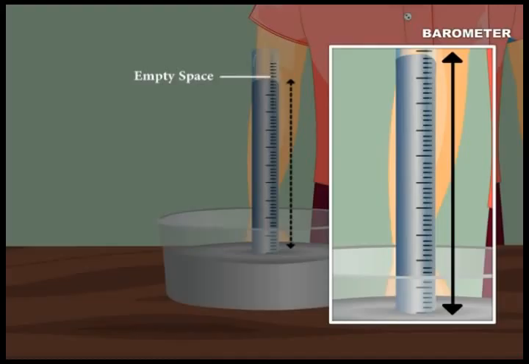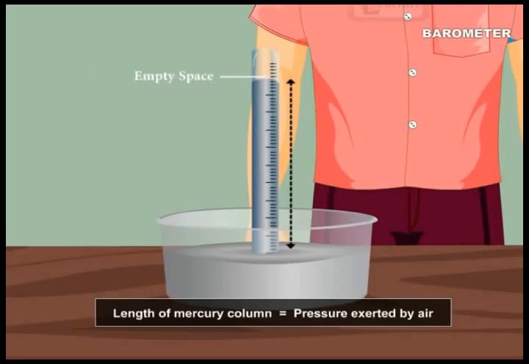The mercury column in this glass exerts a downward pressure. For the height of this column to remain constant, there must be a counter pressure to hold it up. This is the atmospheric pressure. The height of the mercury in the tube is measured from the reservoir surface, and the length of this mercury column is equal to the pressure exerted by air. Under normal conditions, the pressure is around 76 centimeters or 760 millimeters of mercury at sea level. However, pressure is generally lower at higher altitudes.